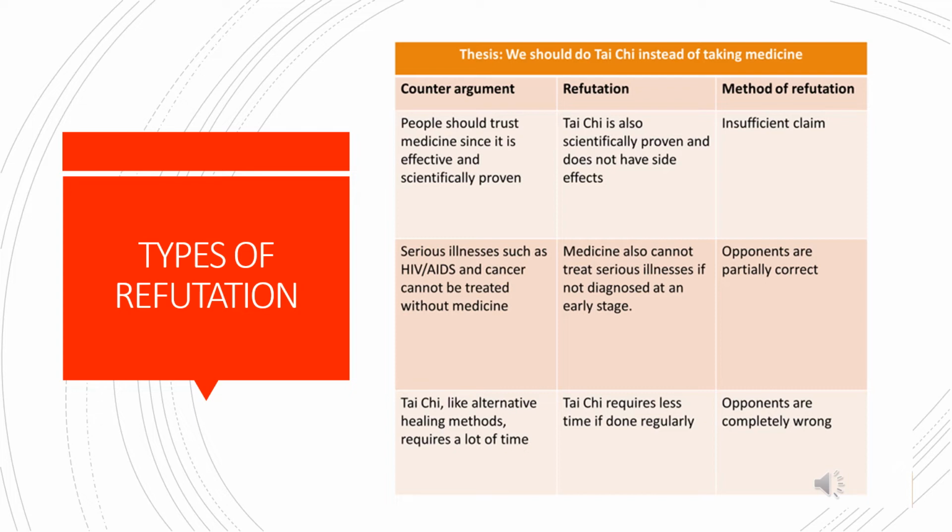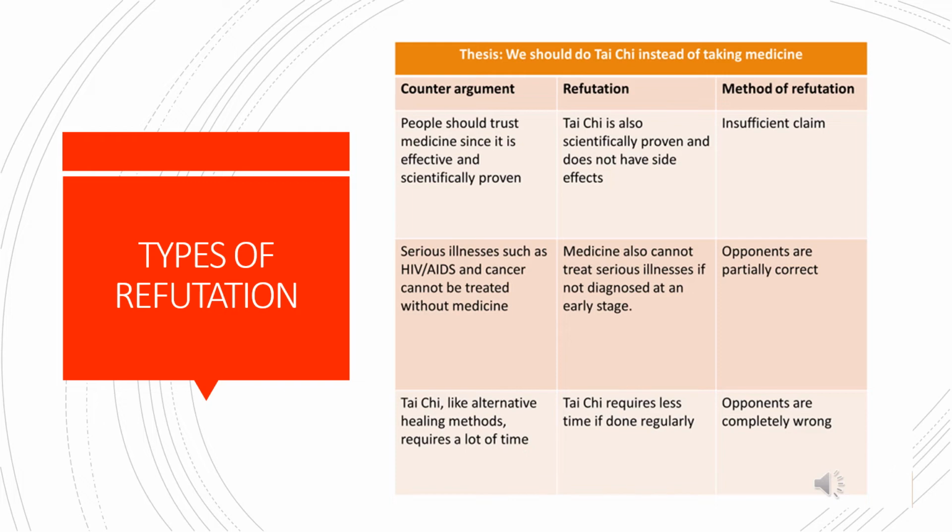counter-argument is, serious illnesses such as HIV or AIDS and cancer cannot be treated without medicine. And our refutation is, medicine also cannot treat serious illnesses if not diagnosed at an early stage. And this type of refutation is, when the opponents are partially correct.